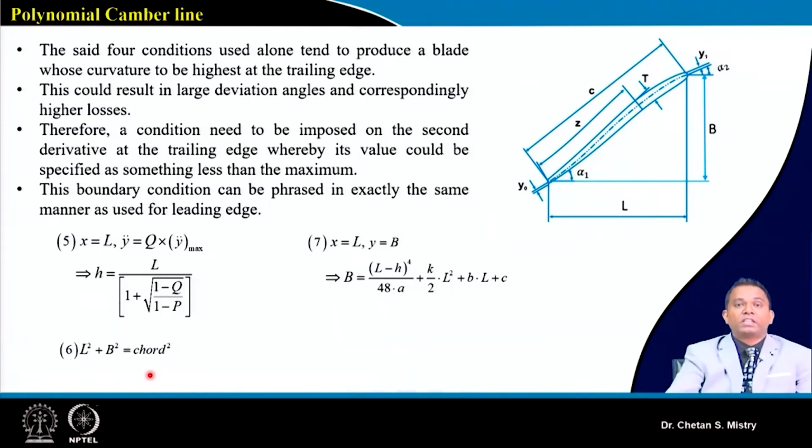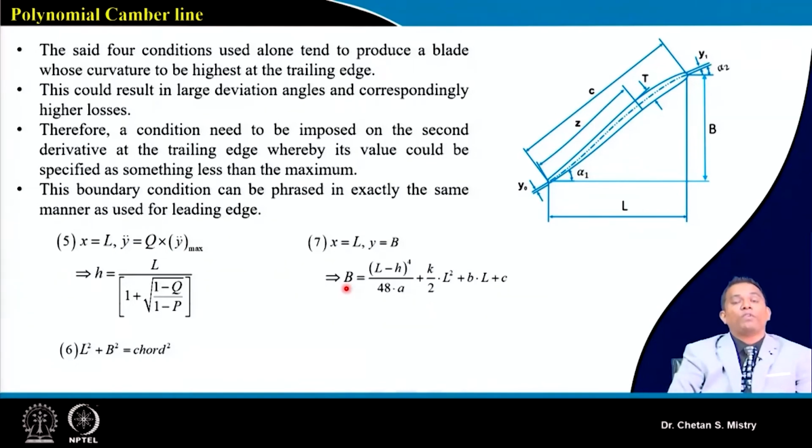So here in this case, at x equal to L, I am writing the second derivative as some value of Q into the second derivative, which is having the maximum value, and that will give me the constant H. Now you know we are having 5 constants and different equations. We can say L square plus B square plus C is equal to C square, which is based on my trigonometry. And here, at x equal to L and B, if I put those numbers, we will get the value of B.